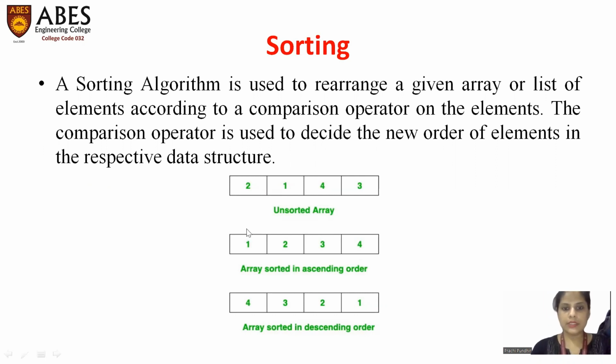So this is like the unsorted array, and after applying some sorting algorithm, that particular array will be arranged either in increasing order like this or like this.